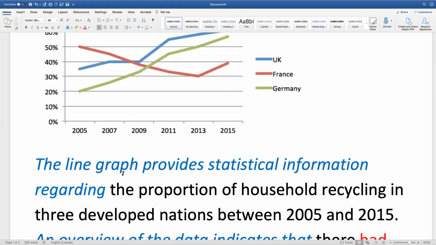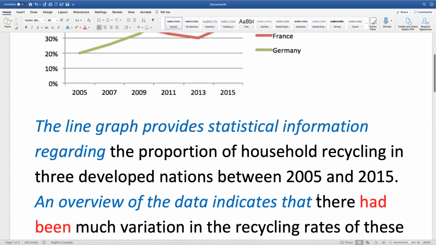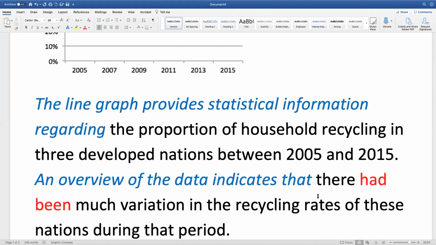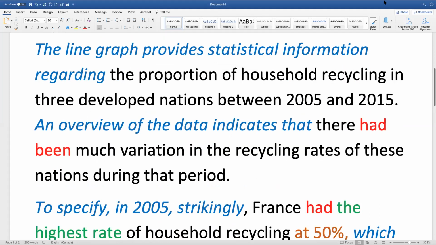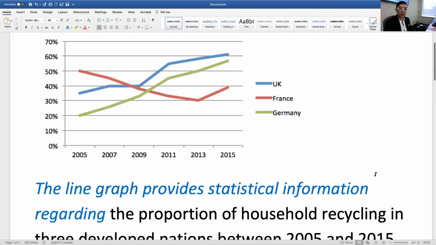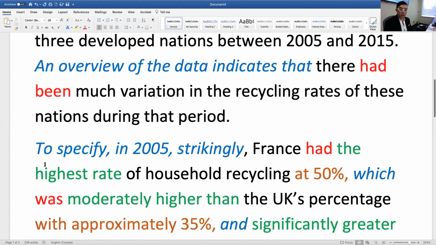The line graph provides statistical information regarding the proportion of household recycling in 3 developed nations between 2005 and 2015. Okay, good. So that's the intro. Next, Mabel. An overview of the data indicates that there had been much variation in the recycling rates of this nation during that period. Okay, good. Now we're going to get to the first paragraph. We said the first year. Okay, Fahima.